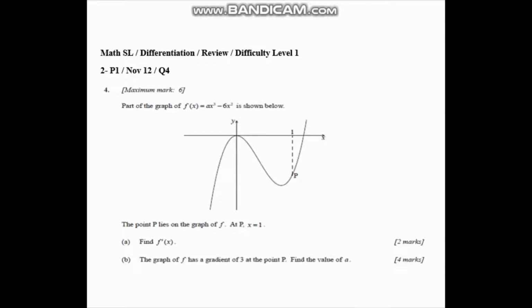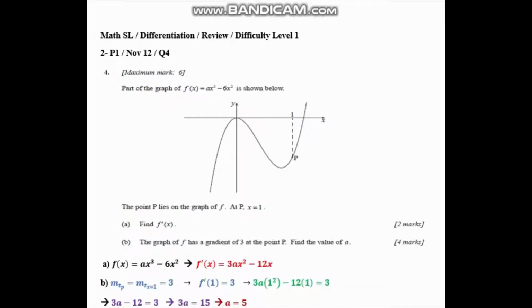So the second question came in paper 1, November 2012, question number 4. Kindly take a minute and attempt to solve, and the answer shall follow through shortly. So in question A, we are required to find f dash of x. This is simply done by differentiating this function, which I've rewritten right there. So ax cubed becomes 3ax squared, negative 6x squared becomes negative 12x.